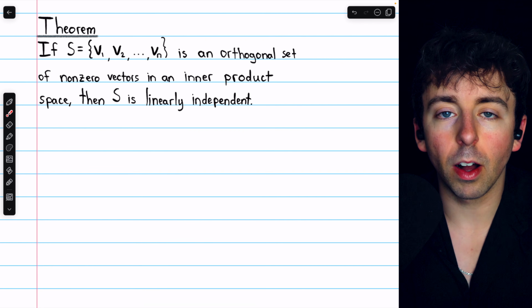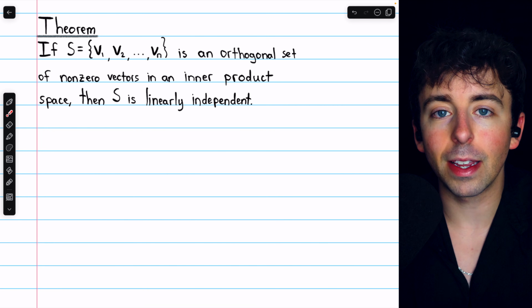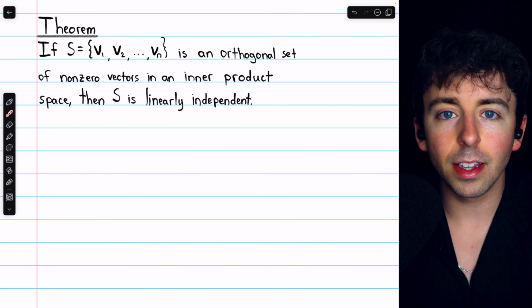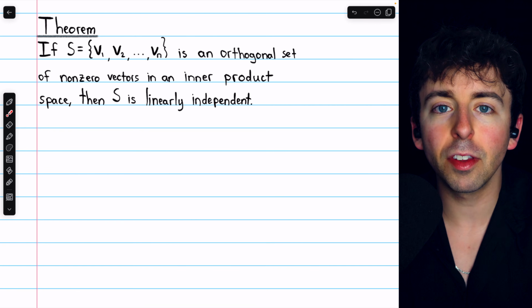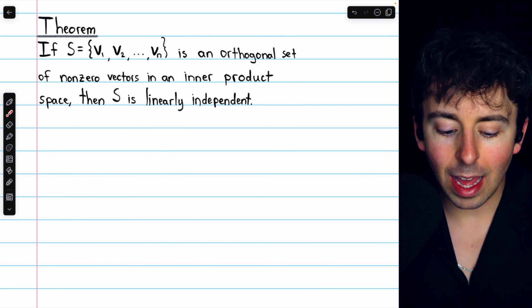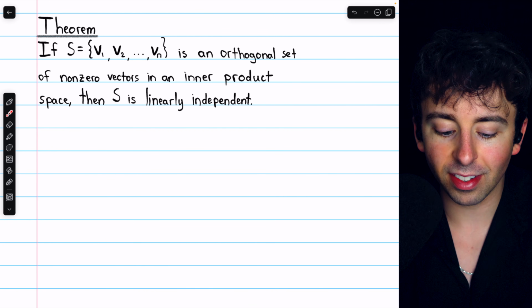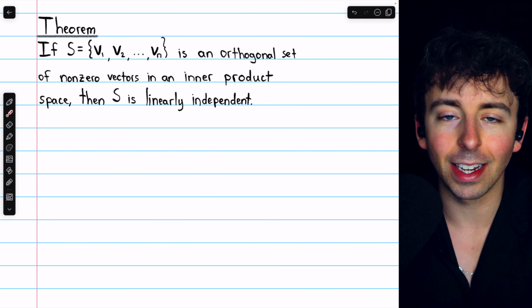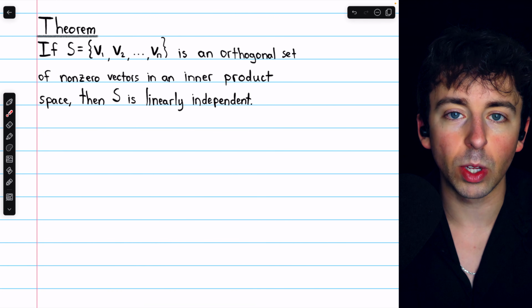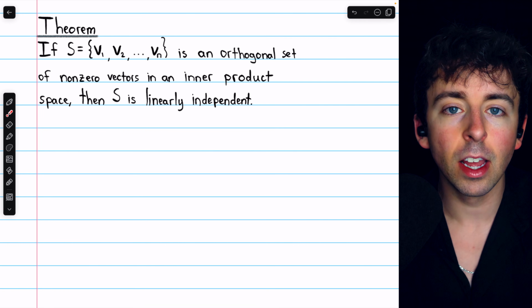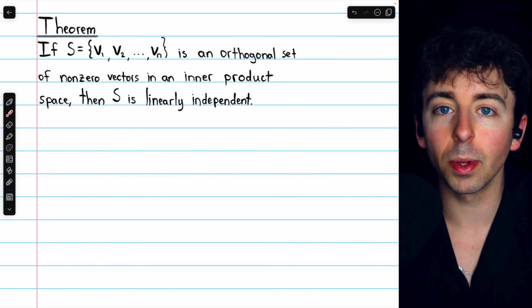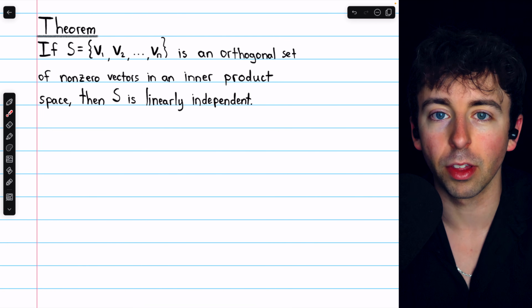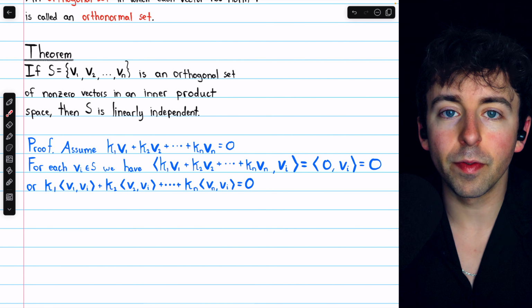Now, hopefully you recall from when we previously discussed bases for vector spaces that the vectors in a basis have to be linearly independent. That brings us to this important theorem. If S is an orthogonal set of non-zero vectors in an inner product space, then S is linearly independent. So if we have an orthogonal set, we already know it's linearly independent. Obviously, this would apply to orthonormal sets as well, since those are orthogonal also. Now let's prove the theorem.